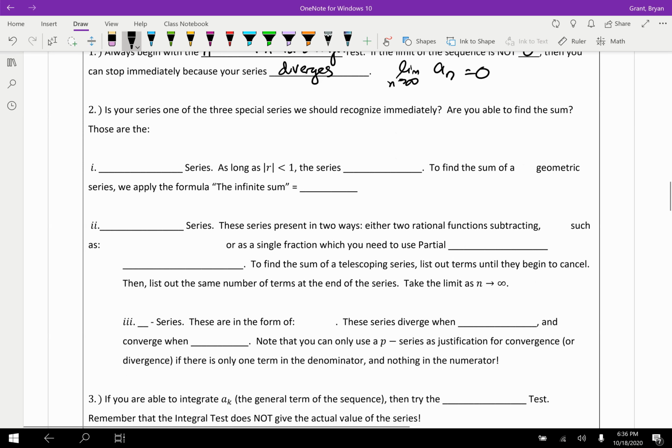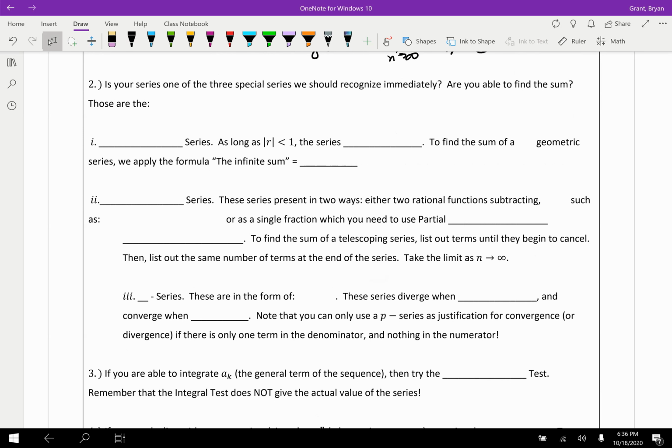Next up, is your series one of 3 special series we should recognize immediately? And are you able to find the sum? Well, the first one is, of course, the one we just talked about. That's our geometric series. Okay. As long as the absolute value of r is less than 1, the series converges. And to find the sum of a geometric series, we apply the formula. The infinite sum equals the first term, right? Remember that, divided by 1 minus r.